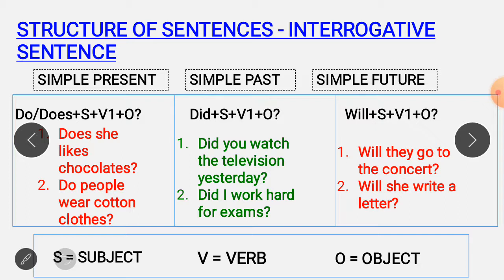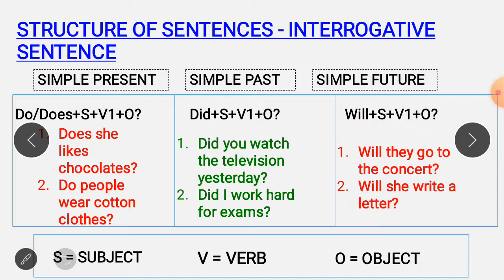Remember this. We have: does she like chocolates? We are using does over here because she is being used in this sentence as the subject. Then there is: do people wear cotton clothes? Over here we are using do because people is plural. So don't get confused in these types of questions.